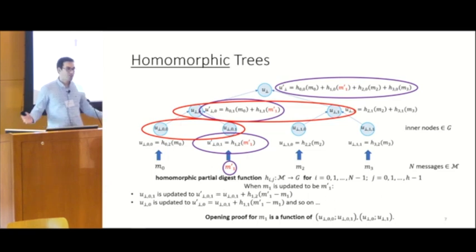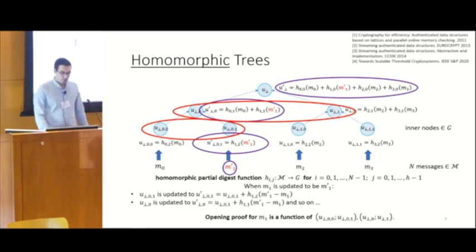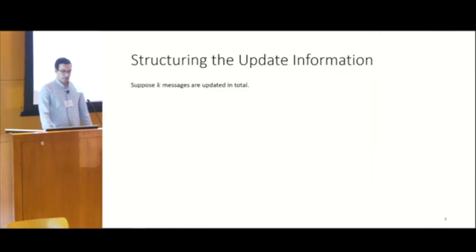Okay, so are there vector commitments that satisfy this property? Well, there are existing ones that do. So here are some examples. But we are not done yet because I haven't yet told how we generate the update information. So we use the homomorphic tree to generate the update information via a special algorithm. And now I will talk about how we generate the information.